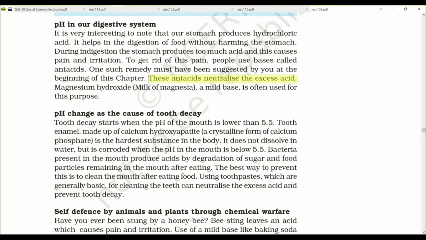So dear students, as we have studied in the earlier chapter, our stomach produces hydrochloric acid. The pH of that hydrochloric acid is between 1 and 3. It destroys the pathogenic bacteria as well as aids the digestion of protein. What if the acid is produced in excess? Then the person may feel acidity. For that, he uses a mild base which neutralizes that acidic reaction.